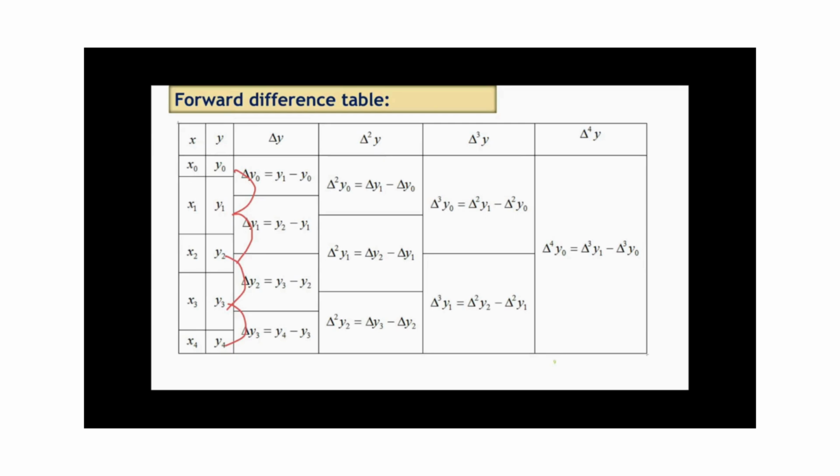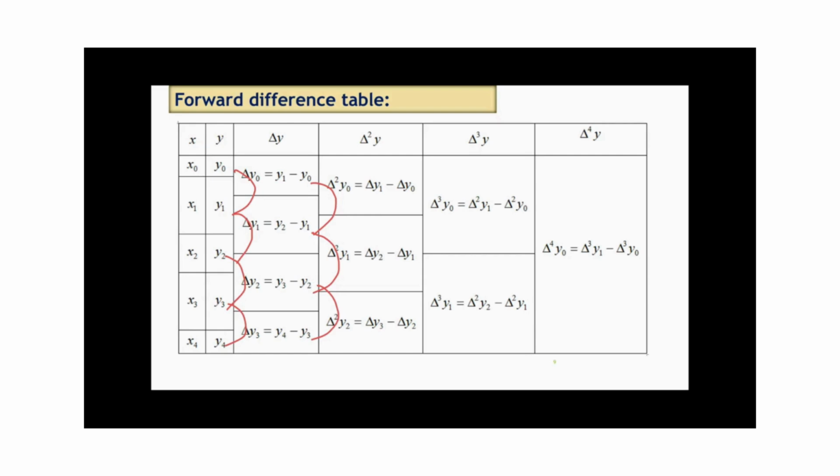Next we calculate the second forward difference. Here we subtract two consecutive first differences. Delta squared y naught equal to delta y1 minus delta y naught, and delta squared y1 equal to delta y2 minus delta y1, and delta squared y2 equal to delta y3 minus delta y2.